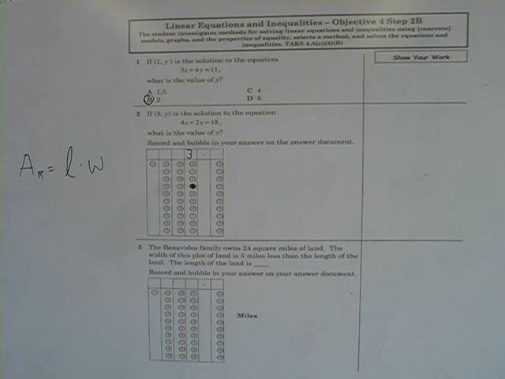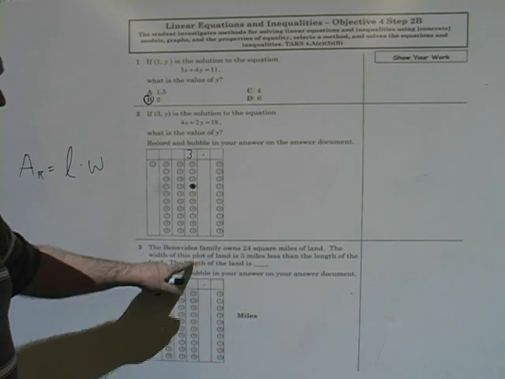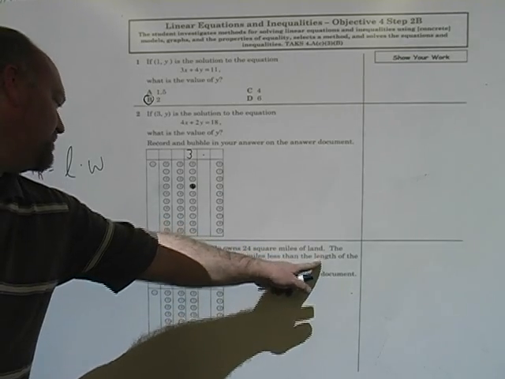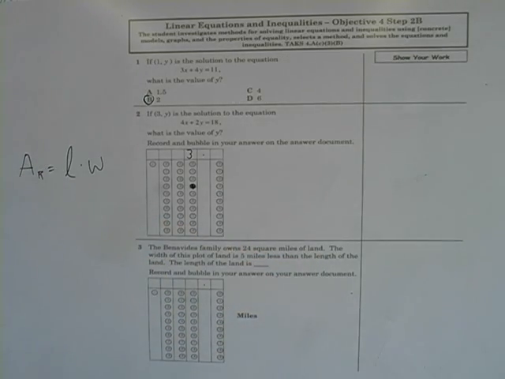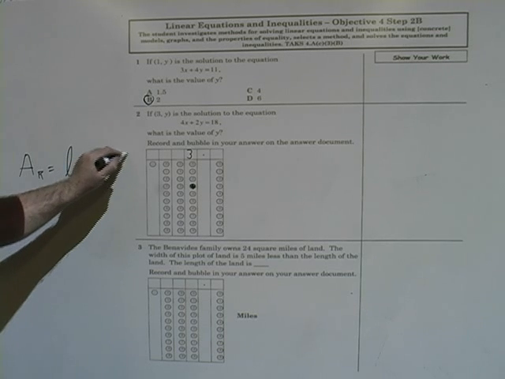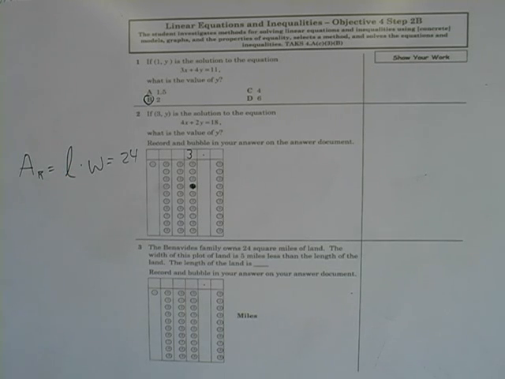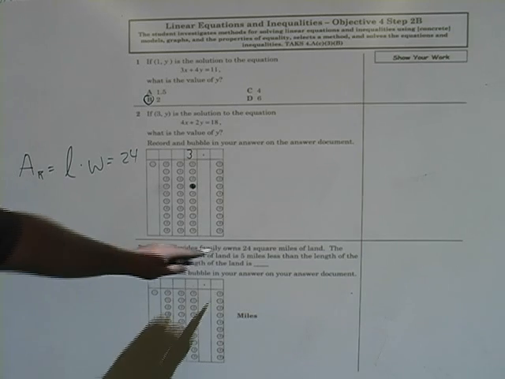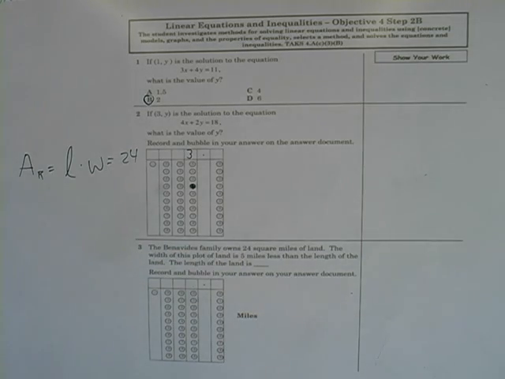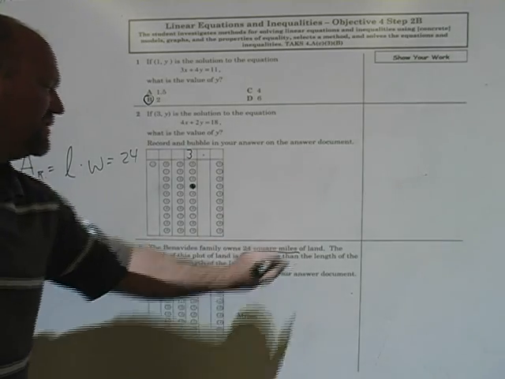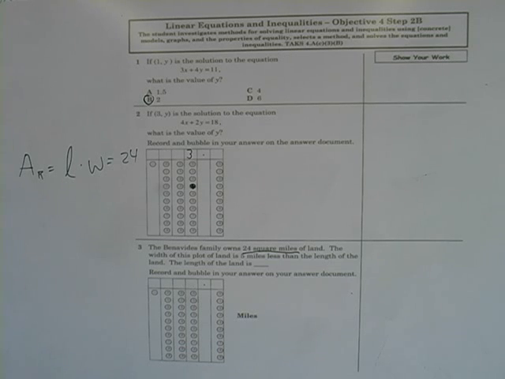Okay, so whatever numbers we're plugging in for length and width, when we multiply those two together, it has to equal 24. Okay? Because they tell us the area is 24. And you have to understand when they talk about square miles, they're talking about area. That's how area is measured in square units.